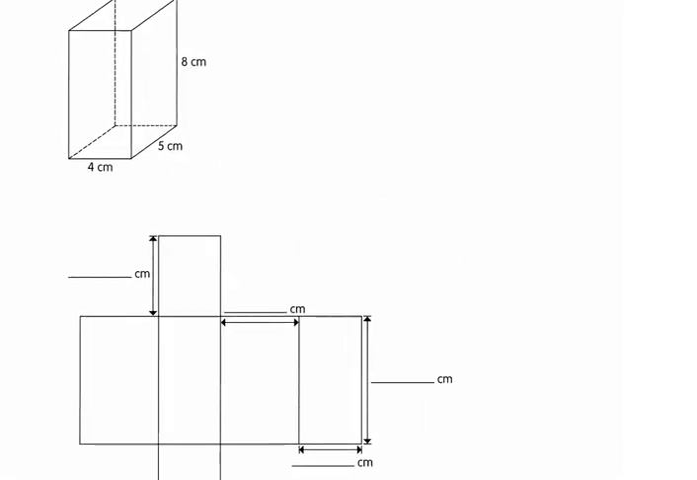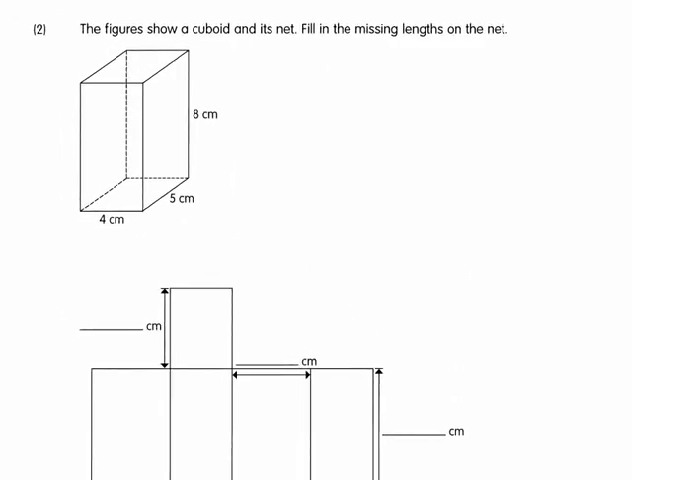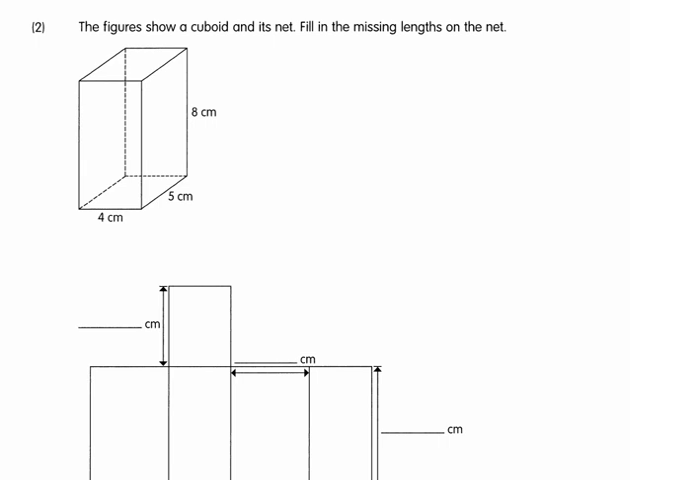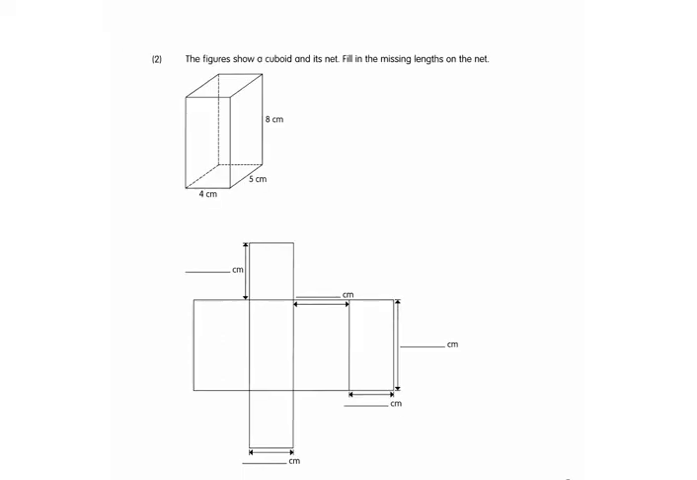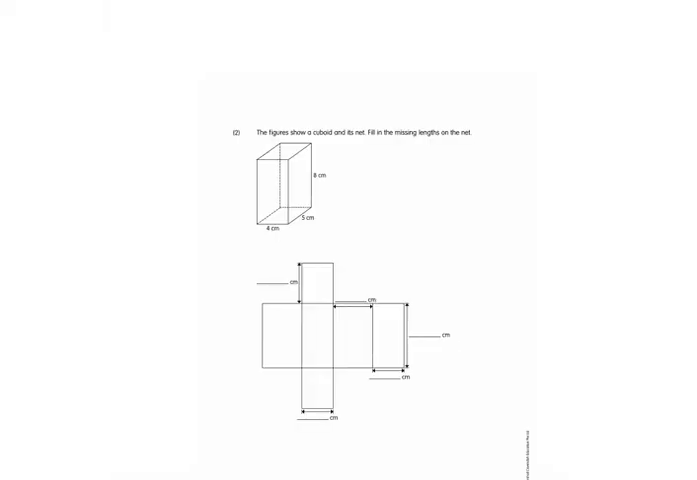Okay, looking at this question, the figure shows the cuboid and its net. Fill in the missing lengths on the net. Okay, so not very tough. I think one thing we can definitely see is that this 8cm is definitely the 8cm here, right? Correct? So here. Yep. And then we know that this is the longer side, 5, right? And this is the shorter side, this is the 4, right? Correct? Yes? Anyone has any problem so far?